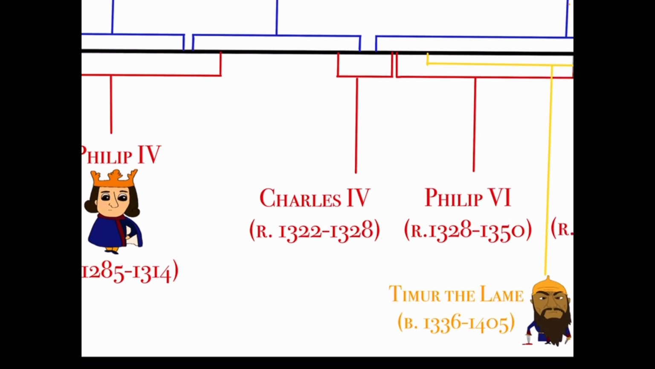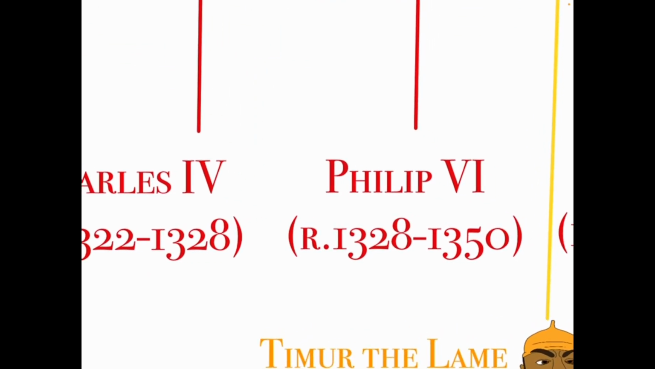Next, we're going to move over to Philip VI. Philip VI ruled from 1328 to 1350. He was the grandson of Philip III. He was known for his succession dispute, and he was the king that was ruling at the start of the 100-Year War.